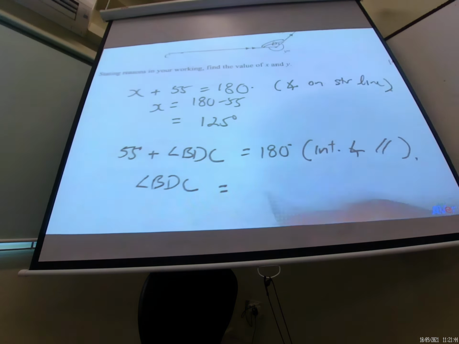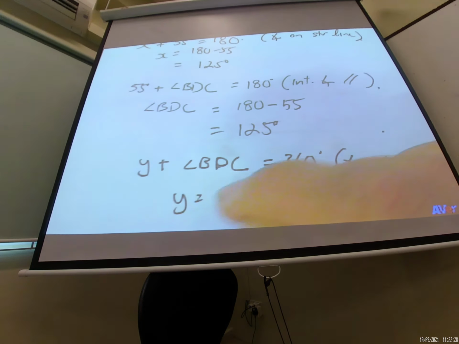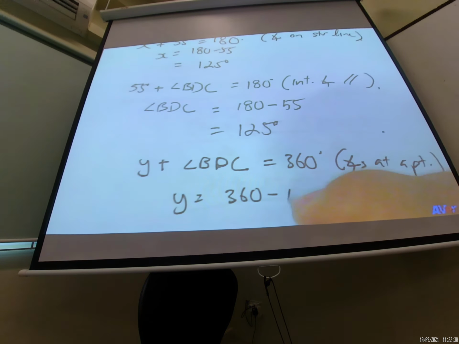Then we want to find y. y plus angle BDC is equal to 360 degrees. Why? Because angles at a point, one whole round. Okay, one point means the whole round around the point, angles at a point. So y is equal to 360 minus BDC. BDC is 125. So your y is equal to 235.